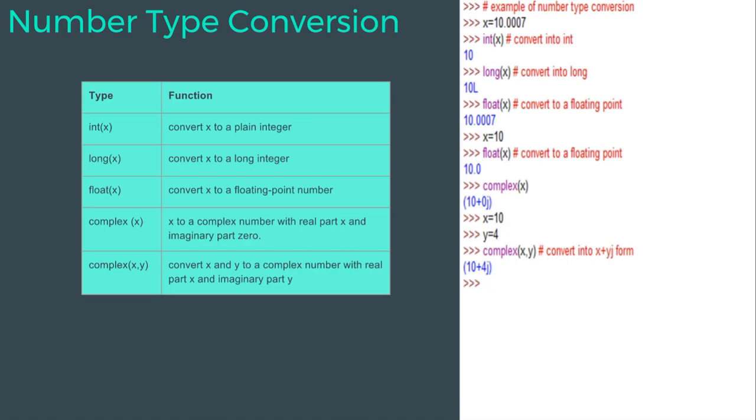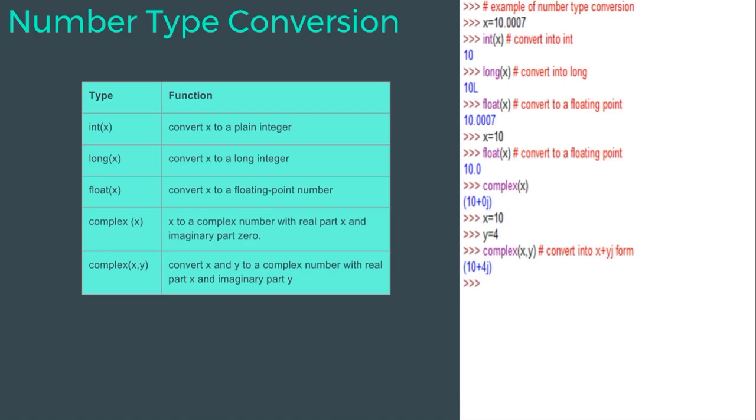Now the next is complex. If you want to convert your number into a complex number, you have to write complex in small brackets x. The answer will be 10 plus 0j. Here we have only one value. If we have two values, let's take x and y. Here x is equal to 10 and y is equal to 4. Then pass these values into complex(x, y). That will convert x and y into x plus yj form. So the answer is 10 plus 4j.